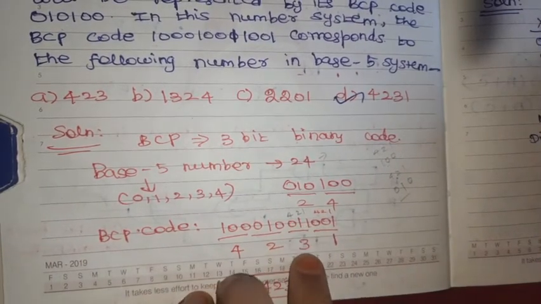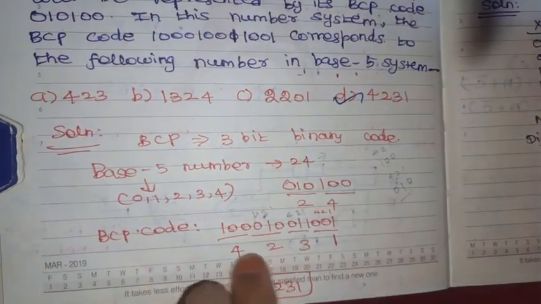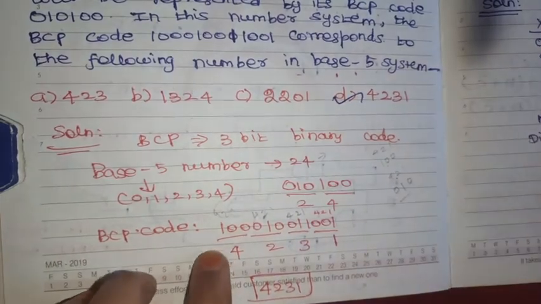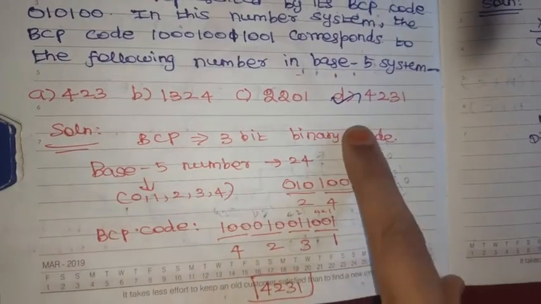2 plus 1, 3. Here 4 to 1 again, 2 only. Okay. Then here 4 to 1, what we will get? 4. Then 4, 2, 3, 1. Okay. 4, 2, 3, 1. Option D is the right option.